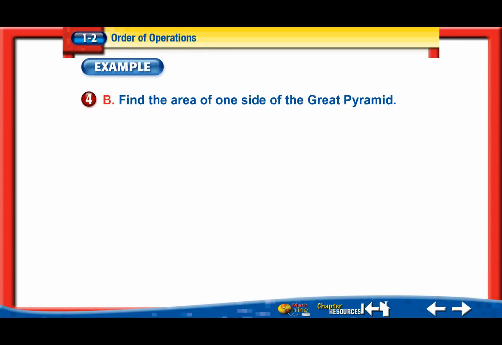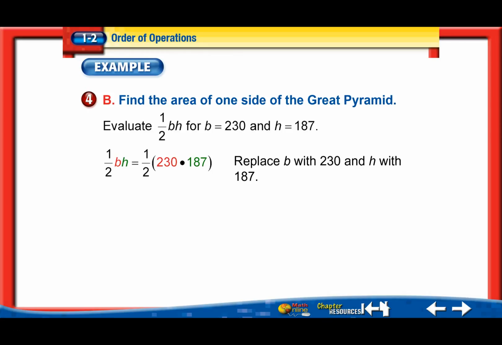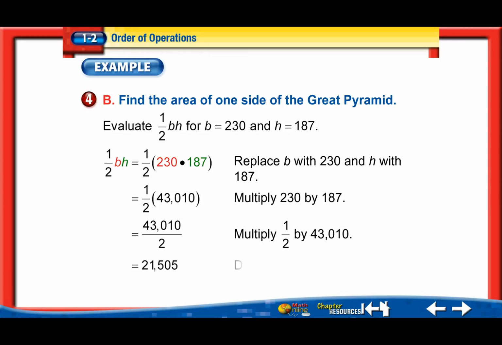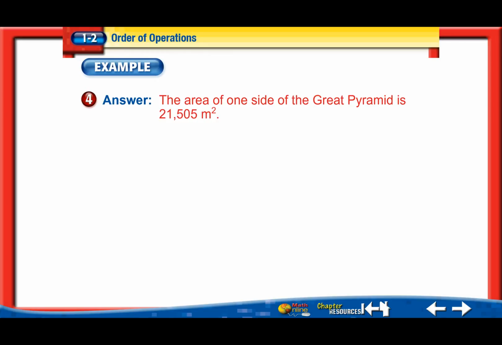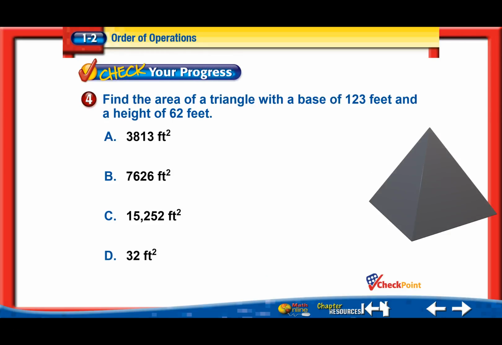So find the area of one side of the pyramid. So we're going to substitute in 230 for B, for its base, and 187 for its height. Punch those in there, and then from here just put it into your calculator. 43,010 over 2, so you divide it by 2, and that comes out to 21,505. Are we done? So the area of one side of the pyramid is 21,505 meters squared. Don't forget whenever you need a unit. So, your turn. Pause it, go.